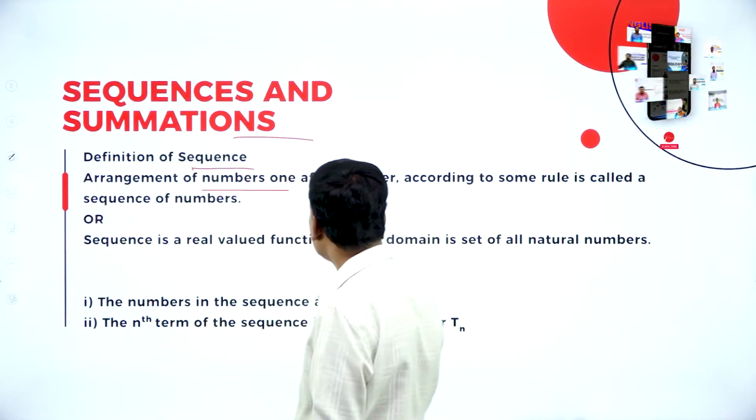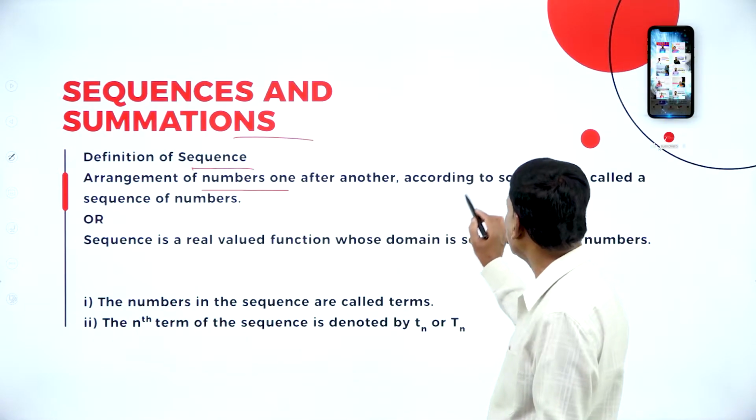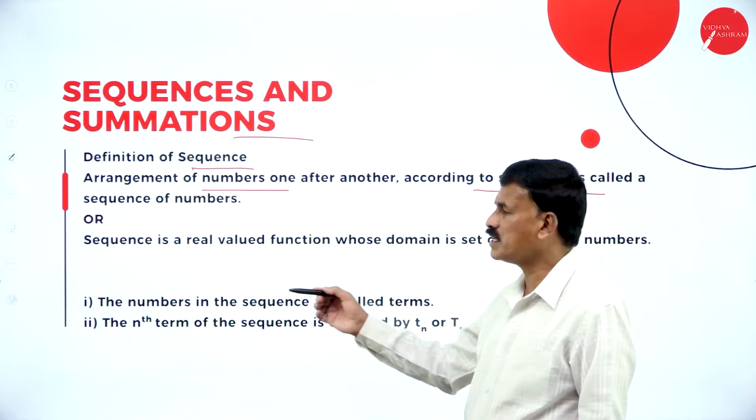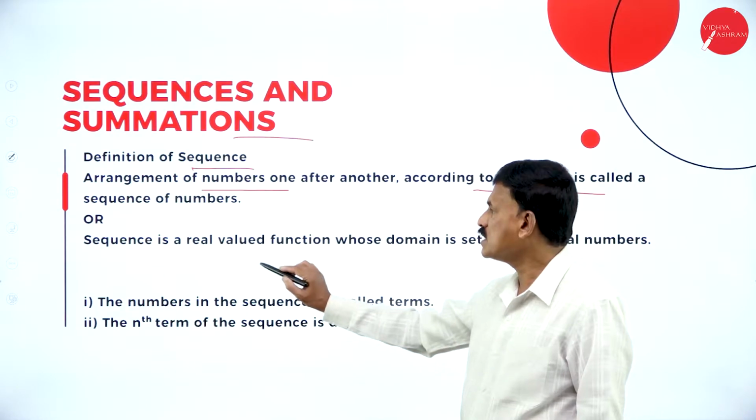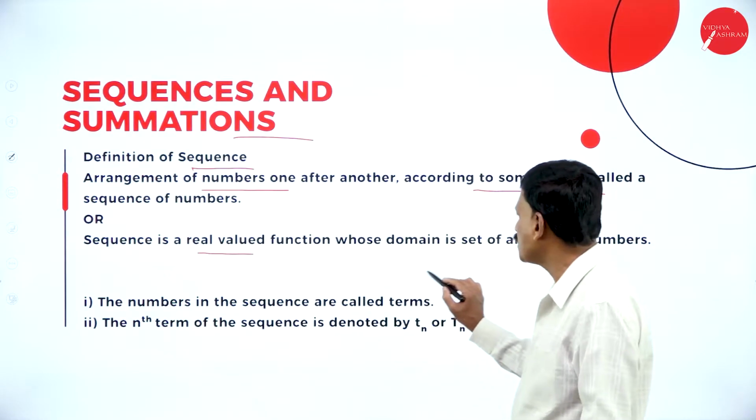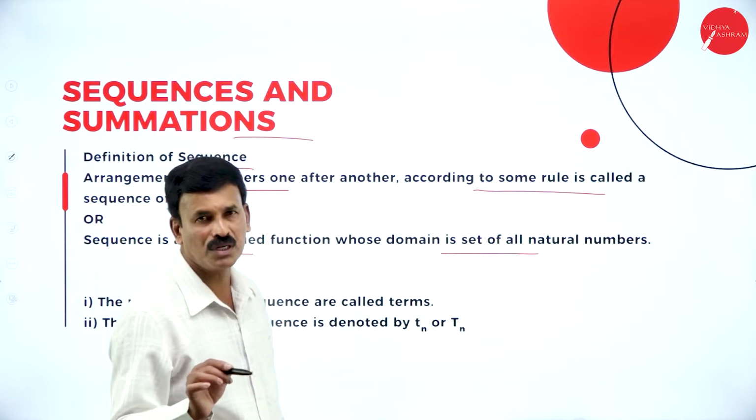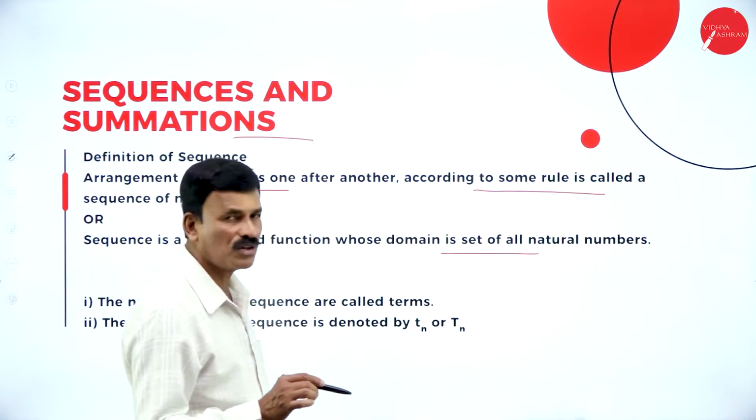The arrangement of numbers one after another according to some rule is called a sequence of numbers, or it can also be defined as a real valued function whose domain is the set of all natural numbers. The domain is the set of all natural numbers.